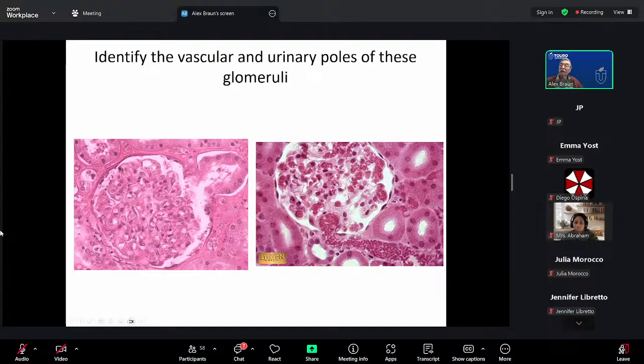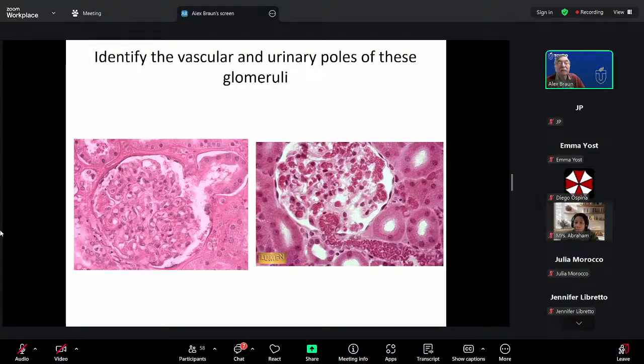I do see a pole here. This is a vascular pole because I see a blood-containing vessel either going in or out. I don't know if it's afferent or efferent. I'm not that concerned about it, but I certainly do see a vascular pole to the kidney. I know the juxtaglomerular apparatus must be somewhere nearby.